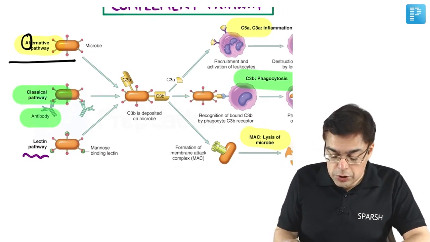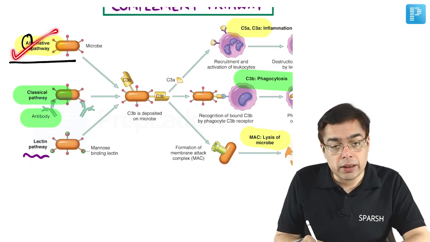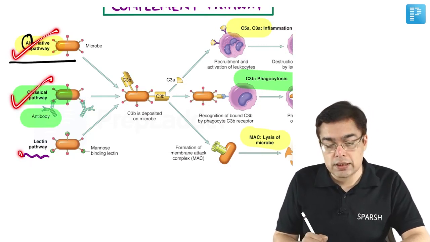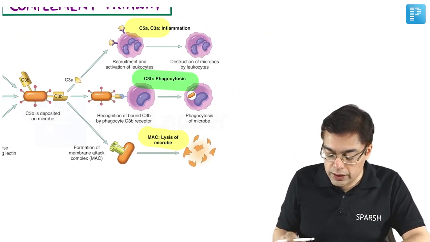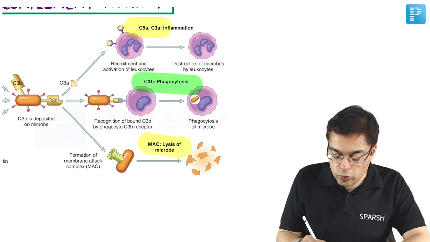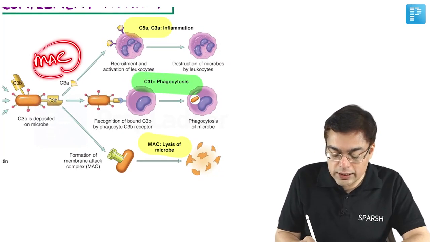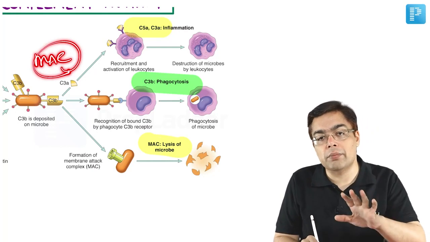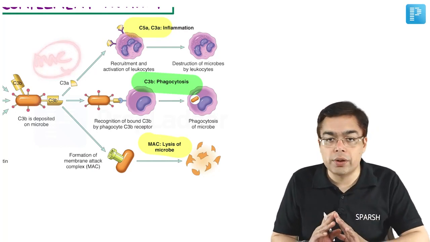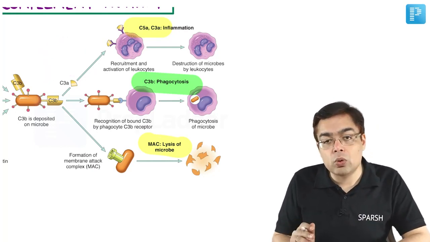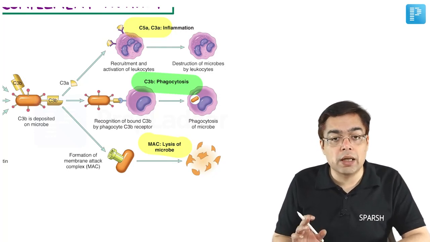Now, irrespective of the initial pathway, whether it is an alternate pathway, whether it is a classical pathway, whether it is a lectin pathway, the story is going to be getting summarized to the fact that you would be having the formation of MAC. Now, this MAC is going to punch holes in the target bacteria or the antigen, and it is going to destroy it.